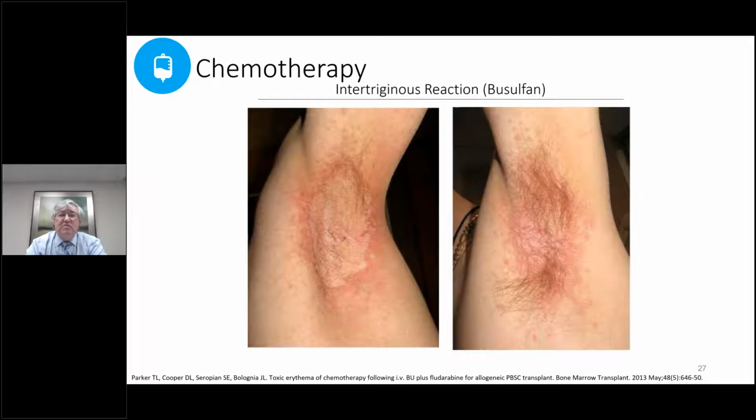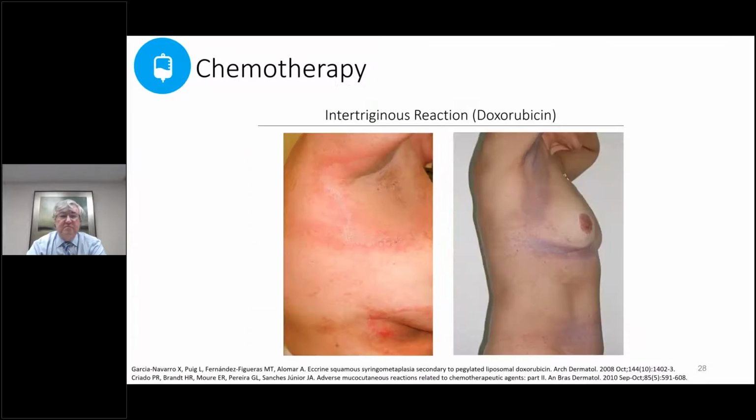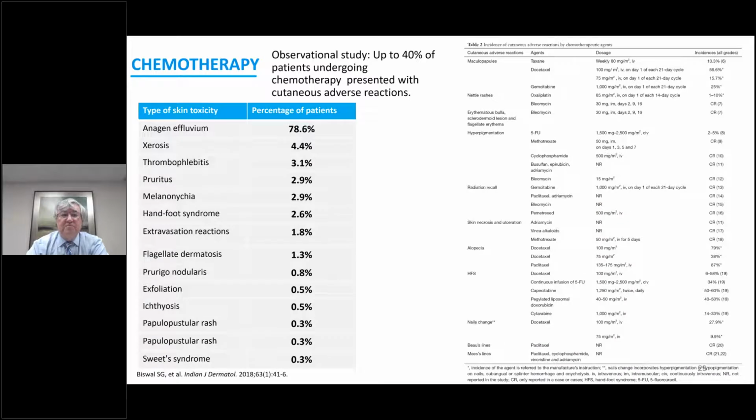Certainly busulfan and ones similar to that can cause this intertriginous reaction. Once you've seen some of these pictures and looked at them, you go, oh, yeah, that's pretty typical of what I'm seeing in some of these patients. And again, intertriginous reactions. This is from Dr. Rubinson. Again, underneath the breasts, in the axillae, and you can see this pattern along the belt line. It's a fairly common one, and when you see it, you recognize it, and you'll recognize it subsequently.